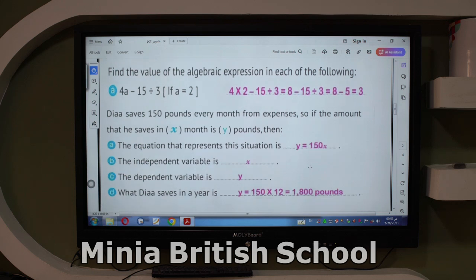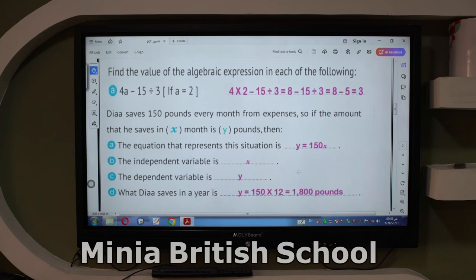Okay, find the value of the algebraic expression. Remember, algebraic expression I don't have equal, and the equation I have equal. 4a minus 15 divided by 3. If a equal 2. Step number 1, substitute. What is the meaning of substitution? We will take the variable and put its value.